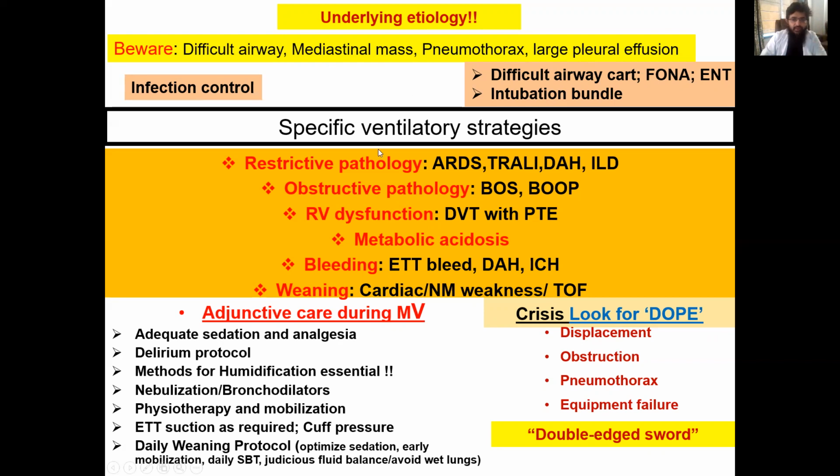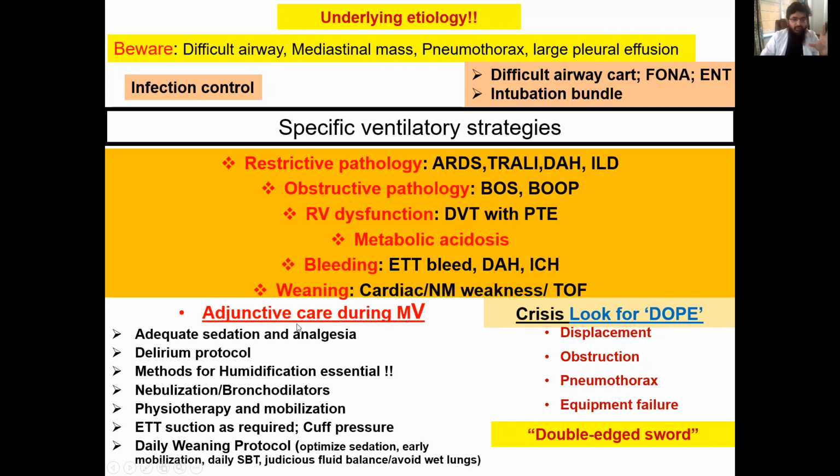Now, specific ventilatory strategies could be for a restrictive pathology because of ARDS, pulmonary hemorrhage, or ILD-like changes post-transplant; an obstructive pathology because of bronchiolitis obliterans syndrome, or BOS with organizing pneumonia; RV dysfunction because of embolism; metabolic acidosis because of shock; and bleeding because of DIC, diffuse alveolar hemorrhage, and ICH. Once weaning, the patient may have weaning difficulties because of a tracheoesophageal fistula, a cardiac etiology, or neuromuscular weakness. And always look for post-intubation crisis like displacement of the tube, obstruction of the tube, pneumothorax, and equipment failure.